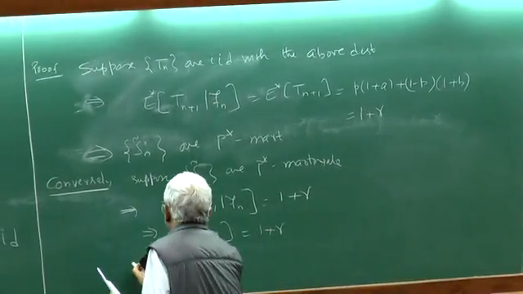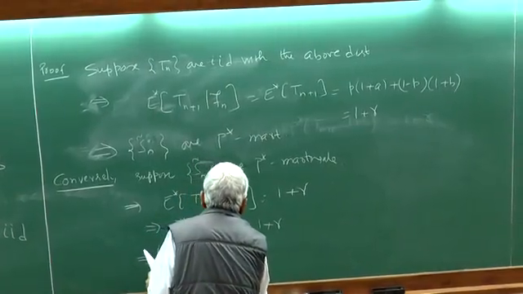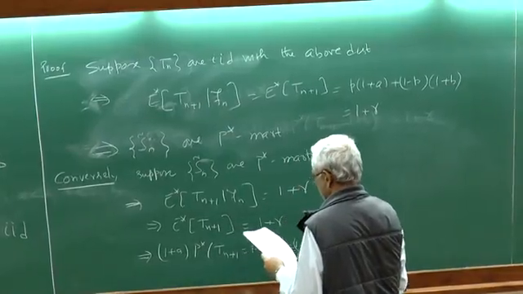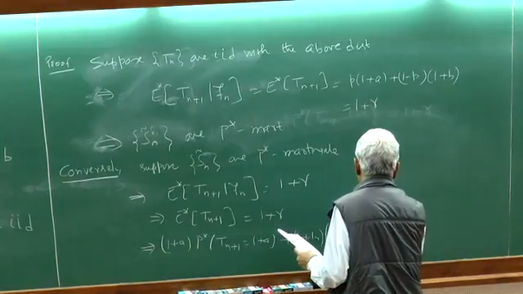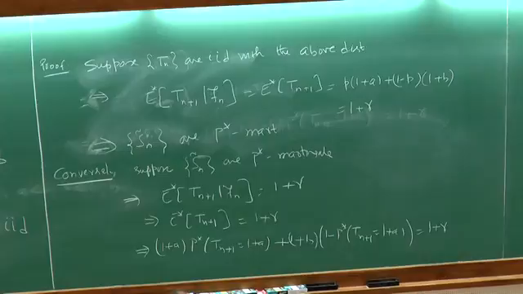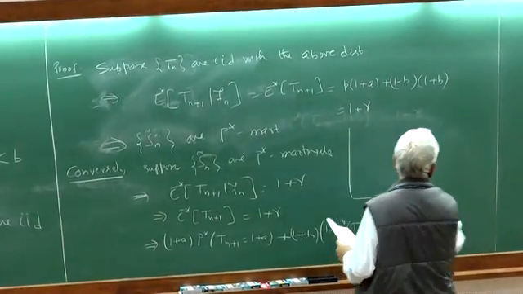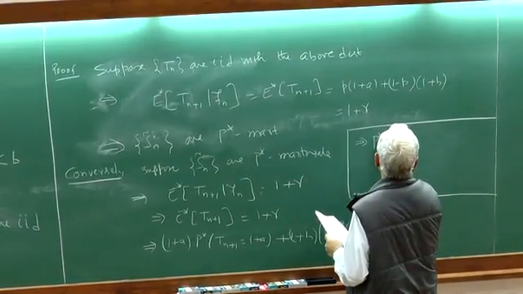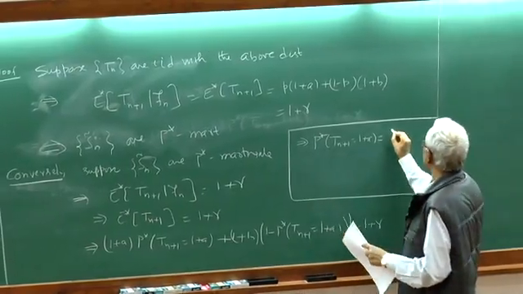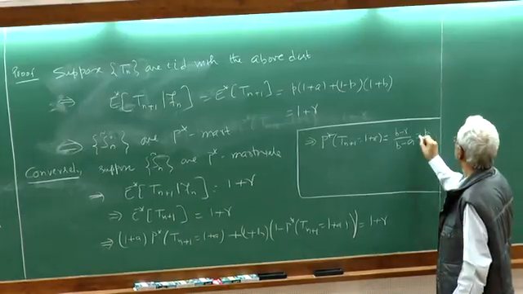This will imply 1 plus A times P star Tn plus 1 equal to 1 plus A, plus 1 plus B times 1 minus P star Tn plus 1 equal to 1 plus A, is equal to 1 plus r, right? Because there are only two choices. So this will give me that P star of Tn plus 1 equal to 1 plus A is equal to, you just simplify it, B minus r over B minus A. You can simplify and check that, right? And this is equal to P.